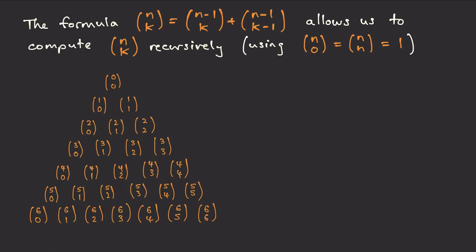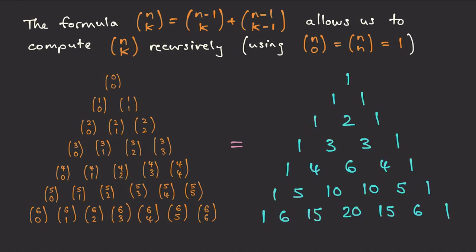We can use this to very quickly fill out the triangle, and the fact that 6 choose 3 is 20 can be seen at the very bottom of the triangle on the right. This diagram is known as Pascal's triangle, but in fact dates back to centuries before Pascal himself.